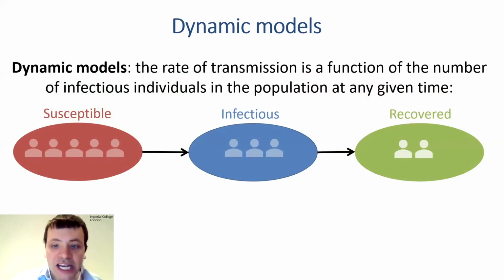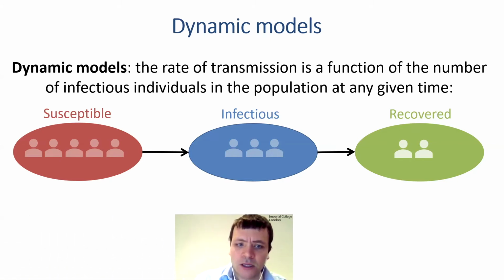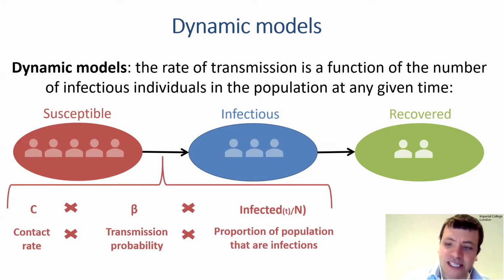Now, dynamic models are a type of model used for infectious diseases. Within them, the rate of transmission is a function of the number of infectious individuals or infectious agents in the population at any given time. And this is being represented here by this formula: the contact rate times the transmission probability times the proportion of the population that are infectious. This looks much more complicated than what I showed with the other models.